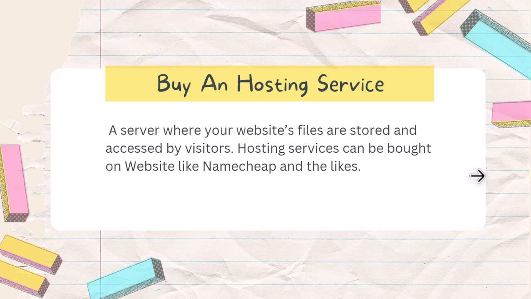This is a live project. When you're working on a live project, these are things you need to do. You need to follow this step by step. You get a domain name first and you get a hosting service. A hosting service is a server where your website files are stored and accessed by visitors. Hosting services can be bought on websites like Namecheap and the likes as well. In this course, we did buy a hosting service from Hostinger and we saw how that went.